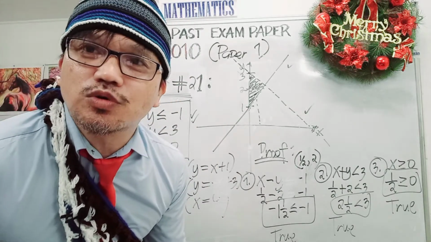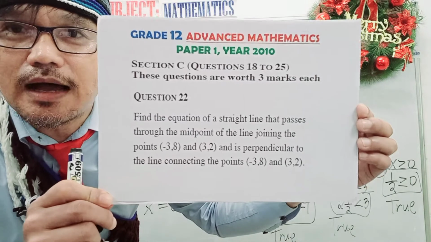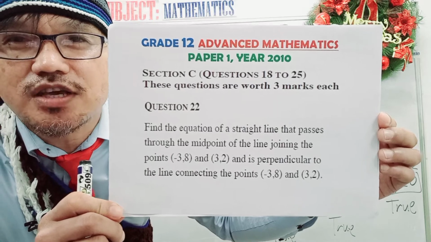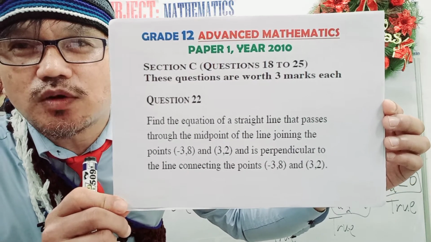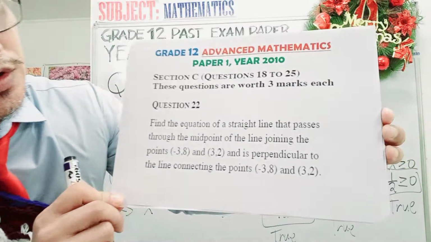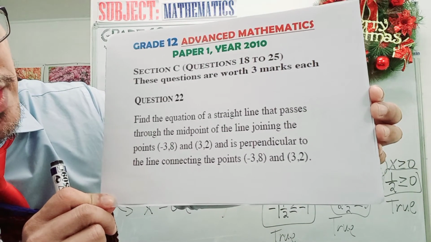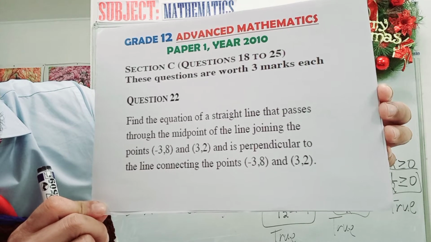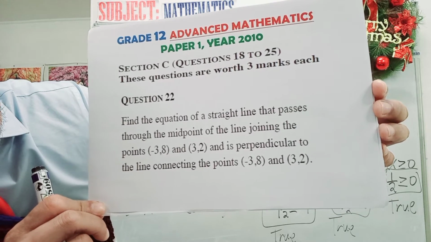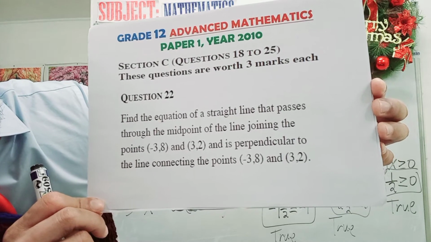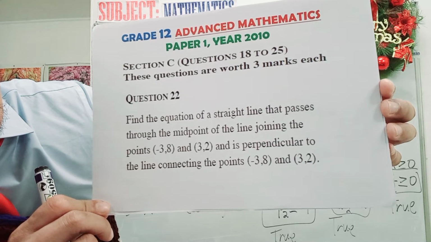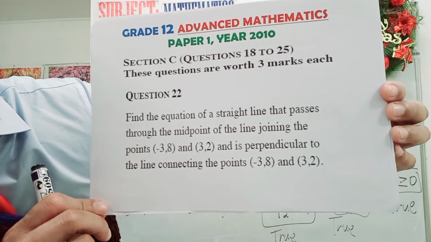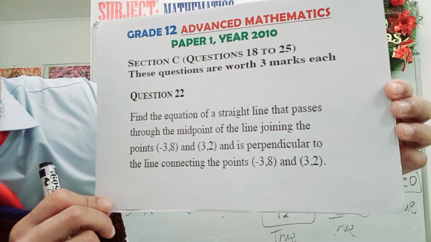Now we are moving into question number 22. Question number 22, Grade 12 Advanced Mathematics Paper 1, year 2010. This is a question on linear functions. Find the equation of a straight line that passes through the midpoint of the line joining the points (-3, 8) and (3, 2), and is perpendicular to the line connecting the points (-3, 8) and (3, 2).